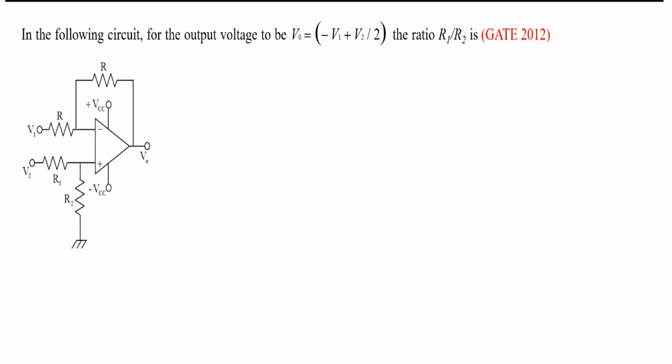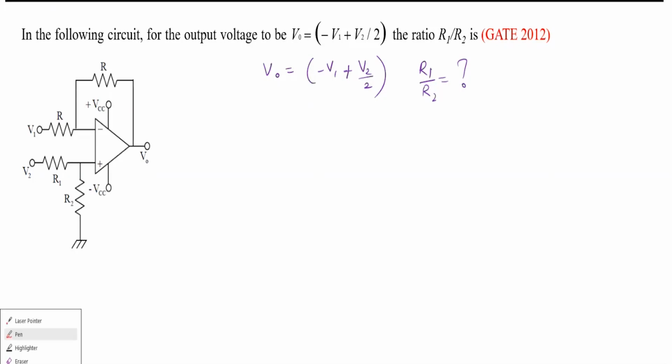I think this is the same question which we discussed, right? That circuit number C. Yes or no? This was asked in GATE. So what they have done is they have given the expression of the output, and they are asking what is the ratio of R1 by R2.